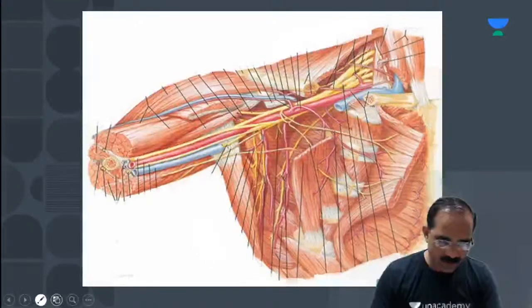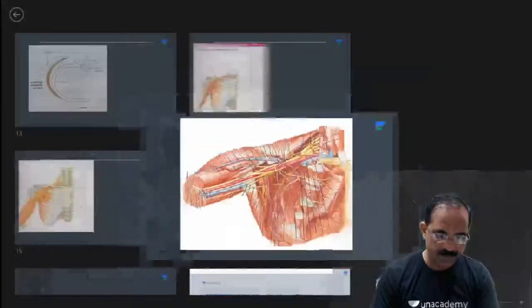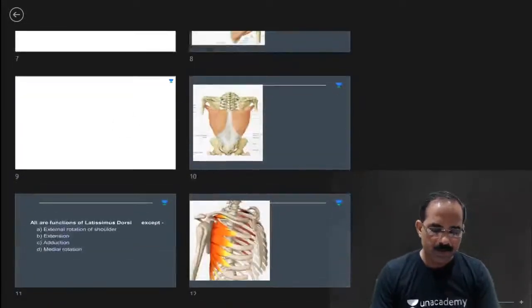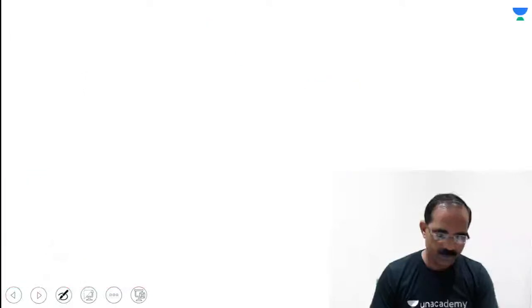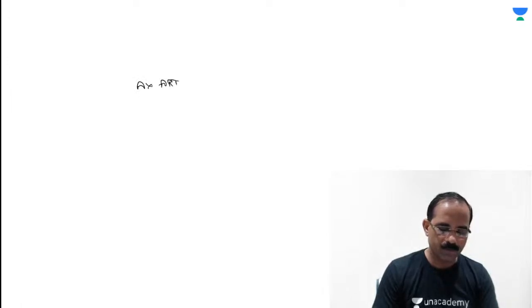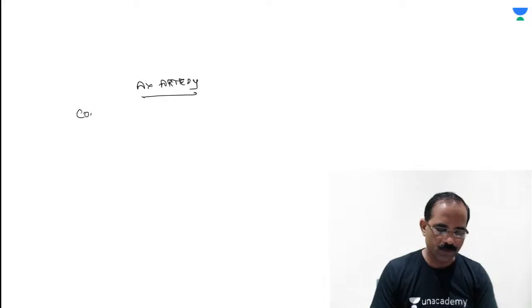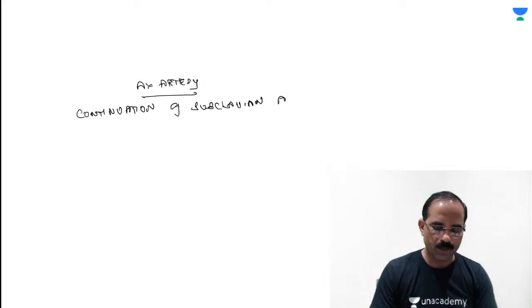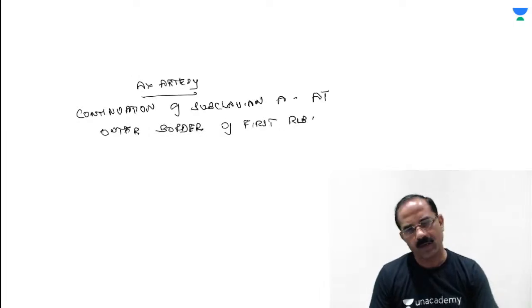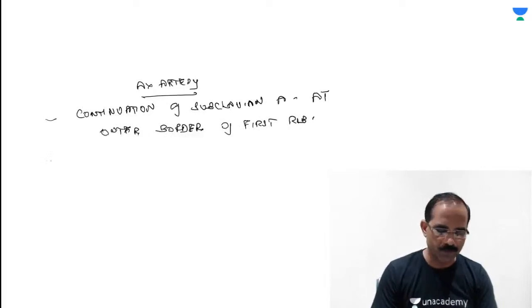I'll just write the axillary artery for you. Axillary artery. Okay. Now, axillary artery: it's a continuation of the subclavian artery at the outer border of the first rib.